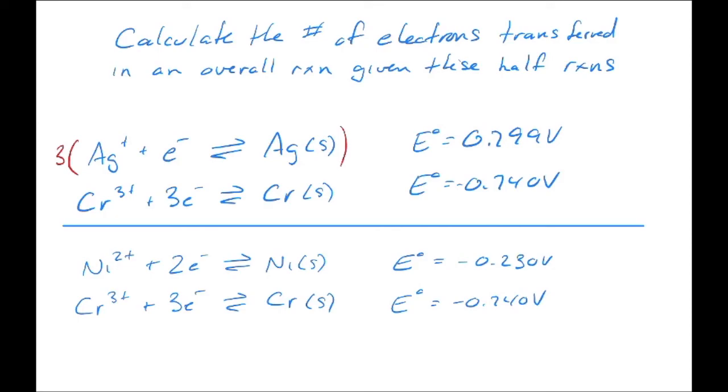Now for the next example, nickel 2+ plus 2 electrons and chromium 3+ plus 3 electrons, the same strategy applies. We have to balance the electrons. We have to make them equal in both of the half reactions. So in order to do that, we would multiply the nickel reaction by 3 and the chromium reaction by 2. So now we have 6 electrons in each of those half reactions. So if we were to write an overall reaction, we would say that 6 electrons were transferred. So when you're calculating n for the Nernst equation, make sure that the electrons are equal in each half reaction, and that's going to tell you how many electrons are transferred.